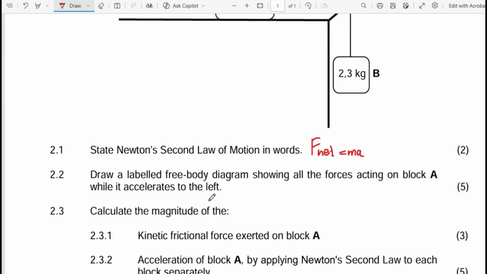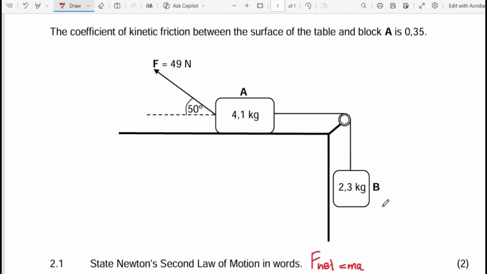Now they say draw a labelled free body diagram showing all the forces that are acting on block A while it accelerates to the left. So now I'm just going to answer my 2.2 here. I need to draw a free body diagram indicating all the forces. I can see that I have a tension going in that direction. If this object is moving to the left, the frictional force will go to the right. This will be my Fk, the kinetic friction, because the object is moving. So far I have two forces that I've indicated.